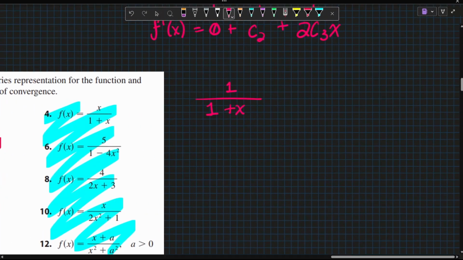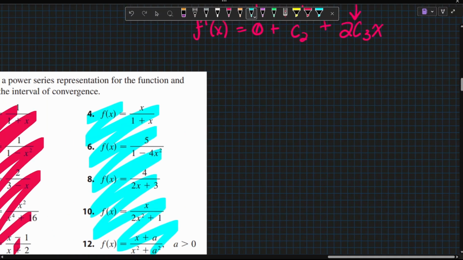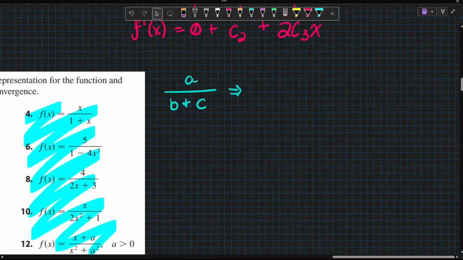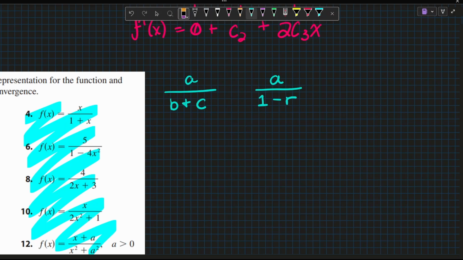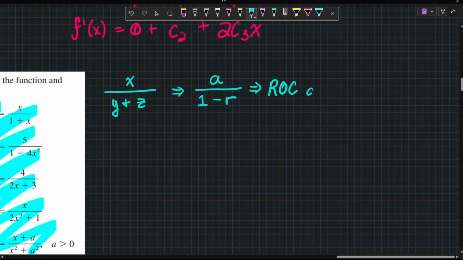Now the main underlying concept in this problem is that you know that any function or series of the form, let's say a, b, c, can be transformed into the form b over 1 minus r, which hopefully you can recognize as the formula for the sum of a geometric series.